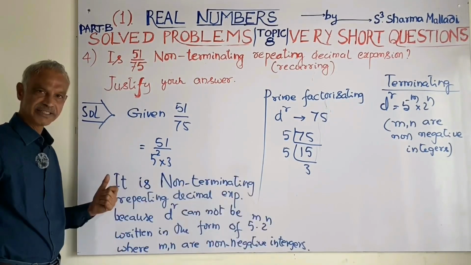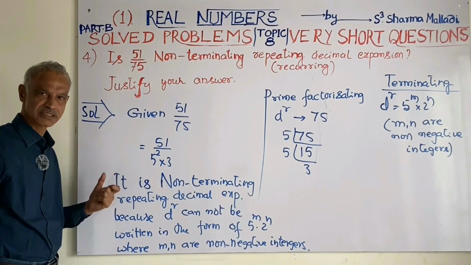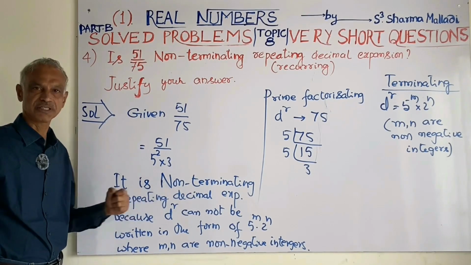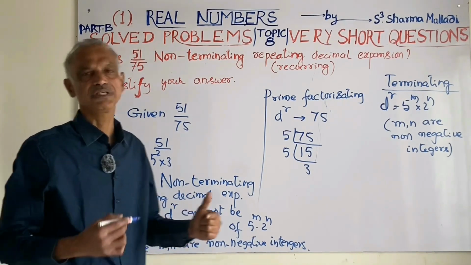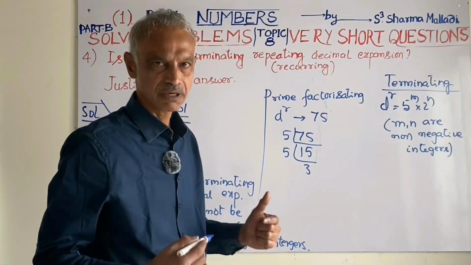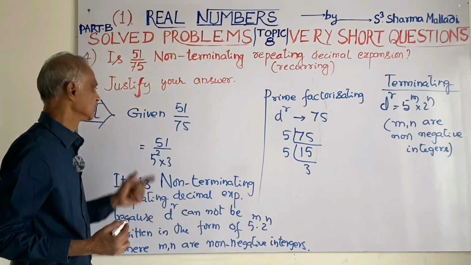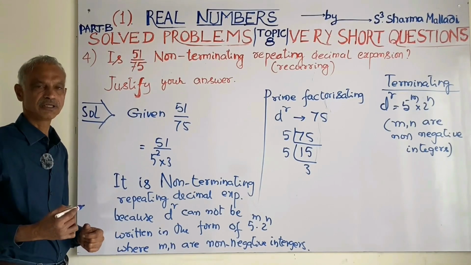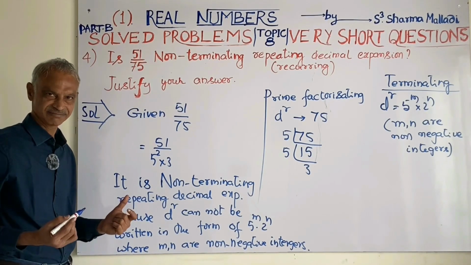Therefore, it is a non-terminating repeating decimal expansion or recurring, because the denominator cannot be written in the form of 5 to the power of m into 2 to the power of n, where m and n are non-negative integers. Therefore, 51 by 75 is a non-terminating repeating decimal expansion.